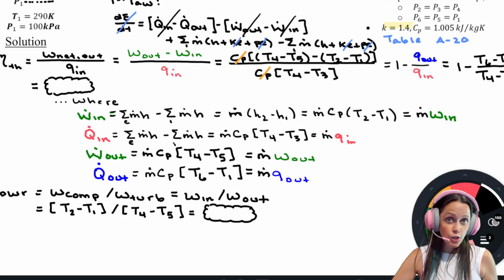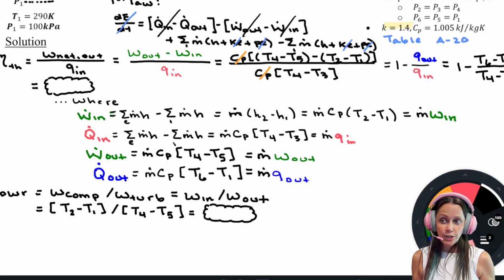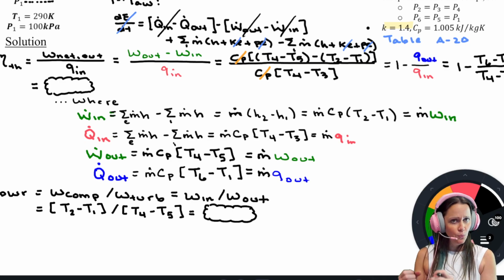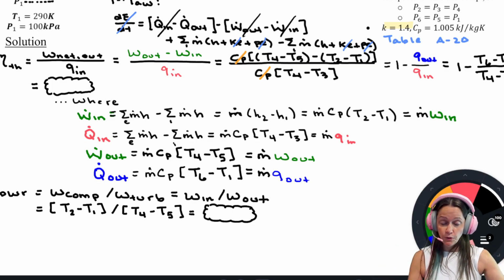Because there are no unit conversions necessary here, this would be enough to get you the full points for, what is the thermal efficiency? Well, you've given me the governing equation in terms of temperature. You've given me the back work ratio in terms of temperature. This would be enough for full points for that. You just need to figure out those unknown temperatures.